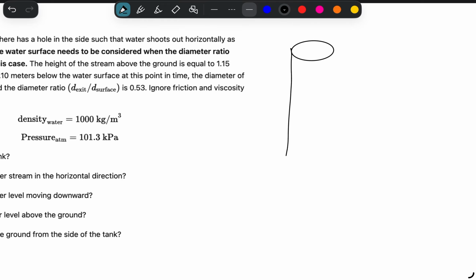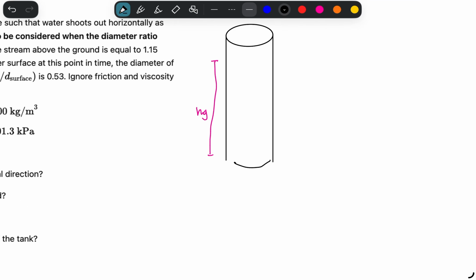So this is going to be like a cylinder. This is going to be height to the ground. And then we have at this point here, water coming out. We'll call this distance X. And then we'll call this height. And this is to the point that the water is filled up in the tank.